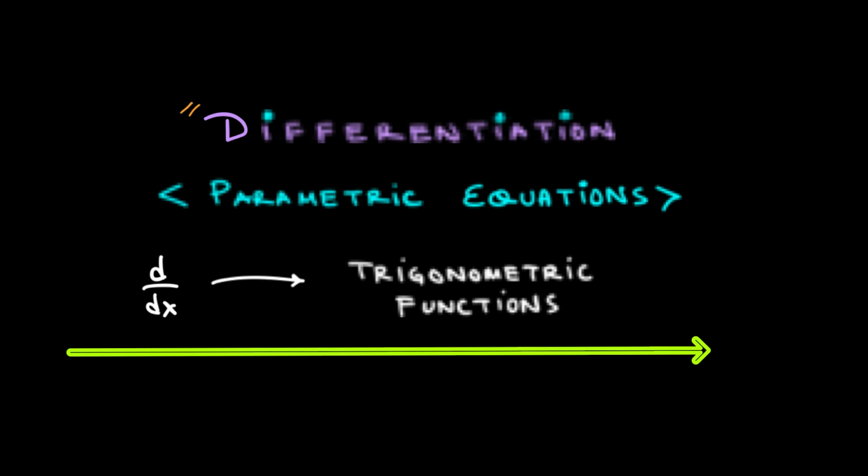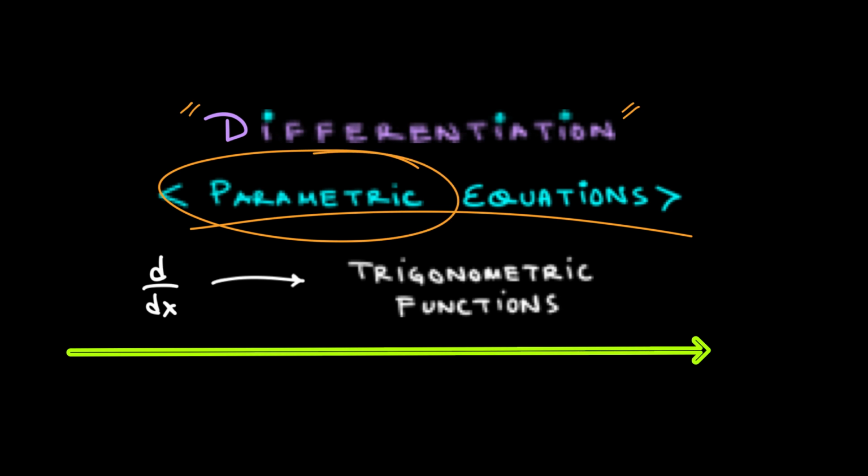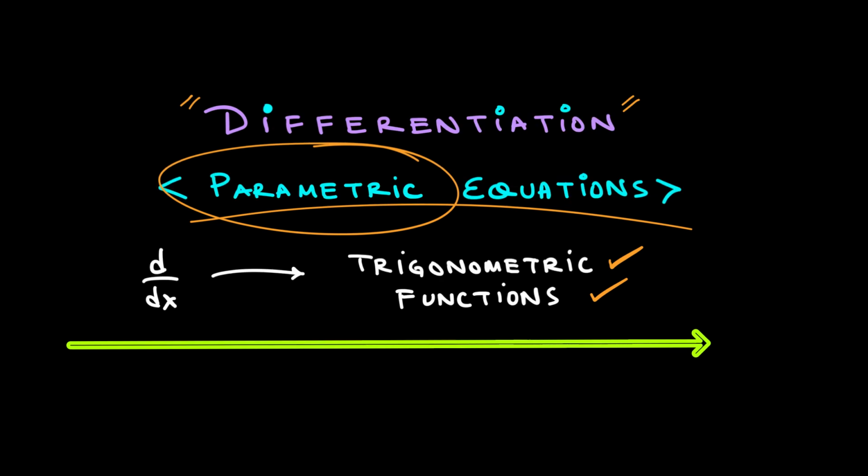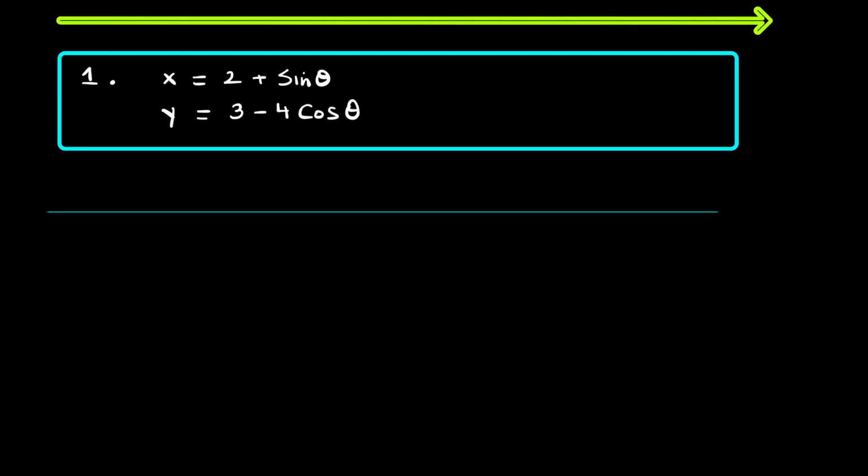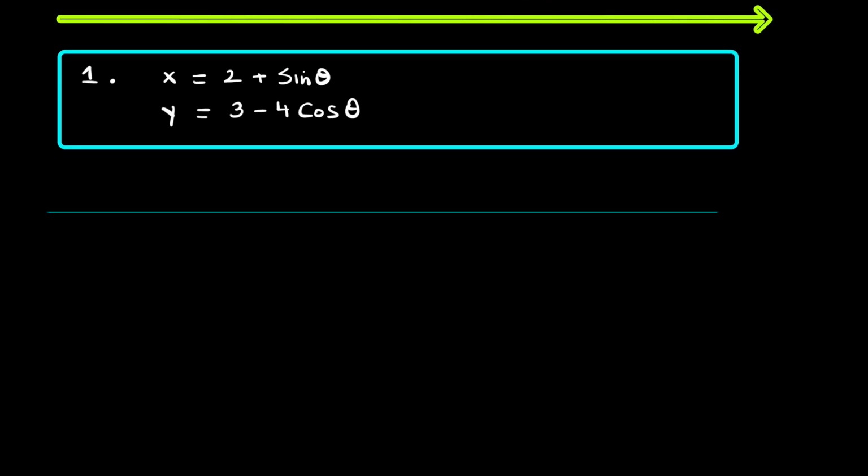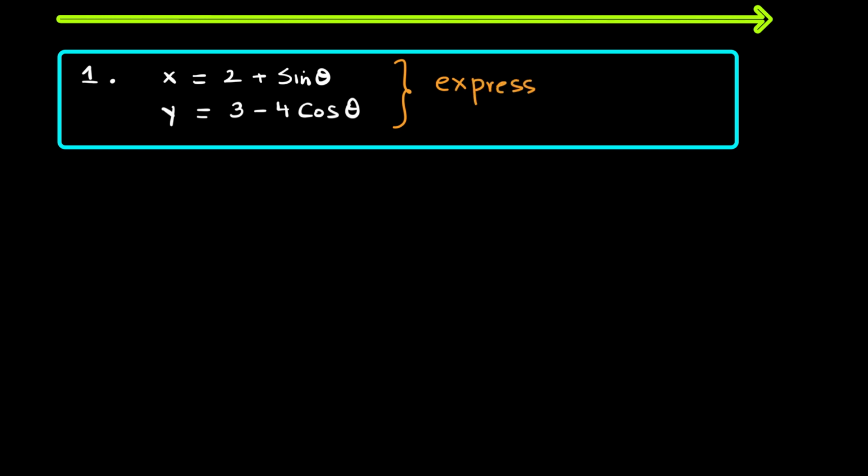In this video, we will learn how to differentiate a parametric equation which is based on a trigonometric function. So let's look at the first question. The first question says x is 2 plus sine theta, y is 3 minus 4 cosine theta, and we are interested in finding an expression for dy by dx.